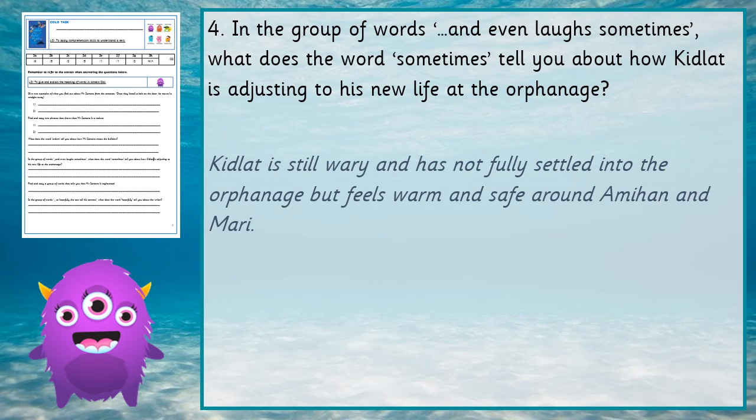Number 4, in the group of words and even laughs sometimes, what does the word sometimes tell you about how Kidlat is adjusting to his new life at the orphanage? So adjusting, saying how is he adapting to his new way of life at this new home with all these different children. So Kidlat is still wary and has not fully settled into the orphanage, but feels warm and safe around Amayan and Marie. So Kidlat is a bit cautious. He's still feeling a bit uneasy. He's got his guard up a bit. He's still figuring out what's going on at the orphanage, but he's sometimes feeling warm, and he's feeling happy around the people that are making him smile, which is Amayan and Marie. But only sometimes. So he's not still settled in fully.